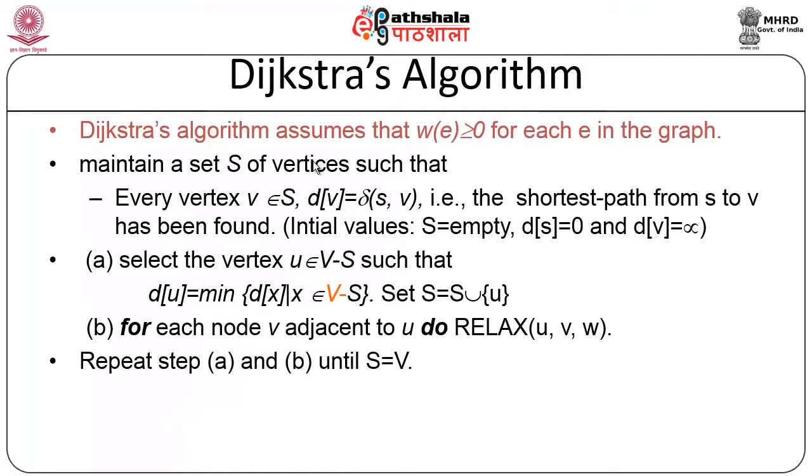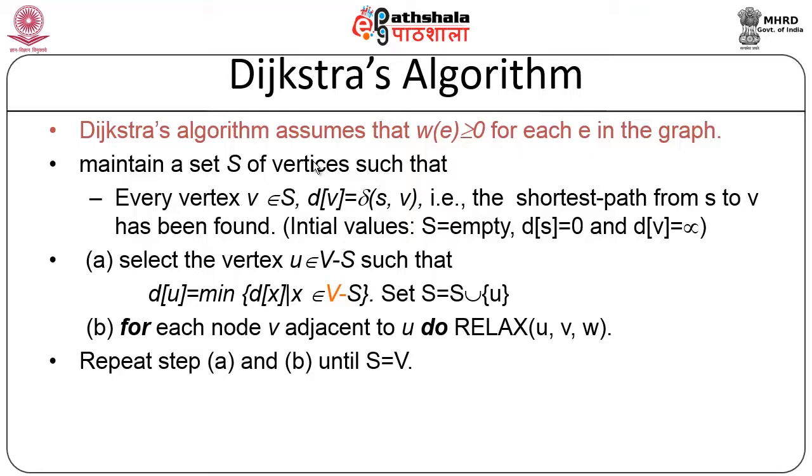Now, Dijkstra's algorithm assumes that the weight of each edge in the graph is greater than or equal to 0, okay. That is, there is no negative weight. Maintain a set S of vertices such that every vertex V belonging to the set has d(V) equal to delta(S, V), that is, the shortest path from S to V has been found. Initial values: of course, the set is empty, D of source is equal to 0 and D of V is equal to infinity. Now, you select a vertex U from V that is not in S such that D of U is equal to the minimum of D of X, where X belongs to V minus S, and then the new set becomes S union this vertex.